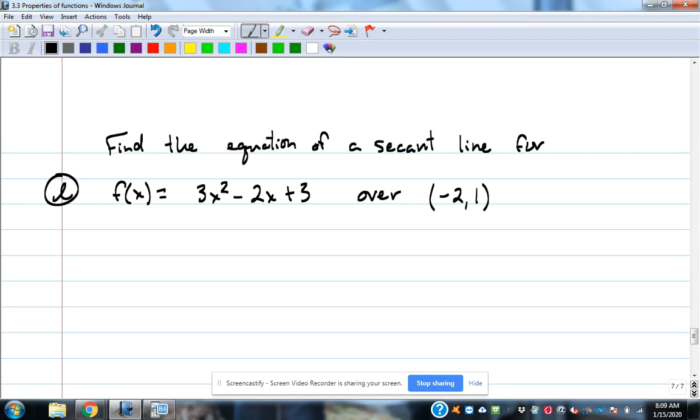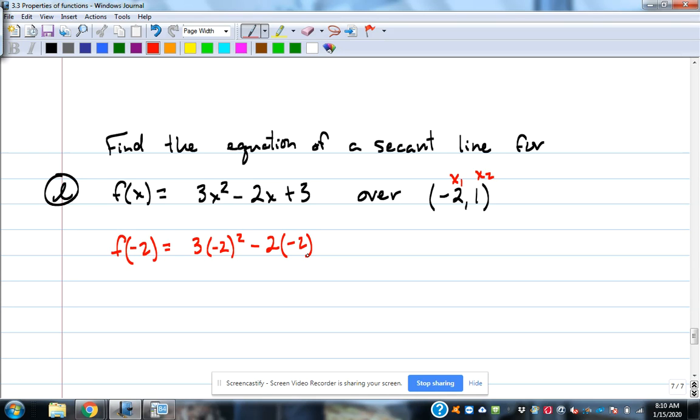So what's the first thing that I need to find? In order to find the slope, what do I need to have? Got to have two ordered pairs. So I need those intersection points. Where is this secant line hitting that graph? So how do I find those? Plug these in for x1 and x2. So f of negative 2, plug that in and work that out.